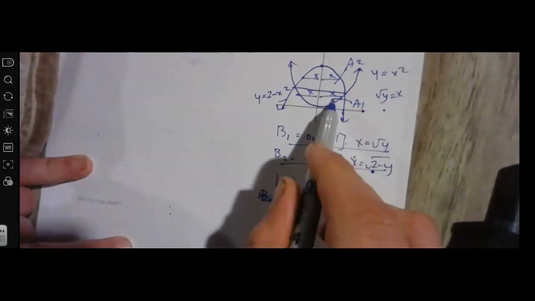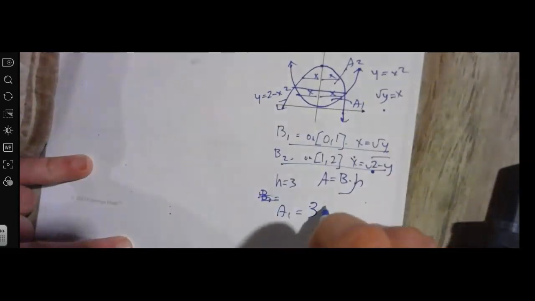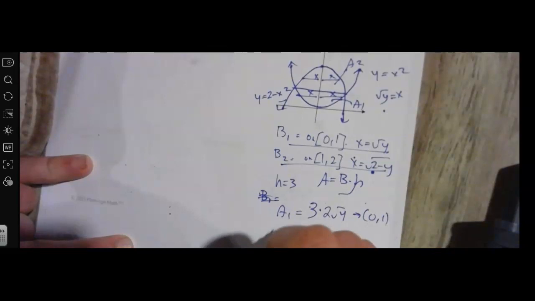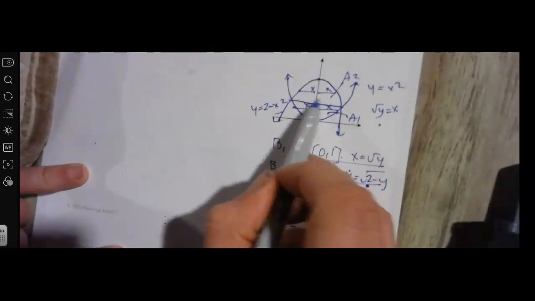this is radical y, so it's 2 radical y, 3 times 2 radical y, and that's going to be from 0 to 1. And the area 2, which is the top curve right here, where it's the bottom, it's the other curve. We're going to use x equals radical y, so x is equal to radical y. If we solve that out, x equals radical y, so we have 2 radical y. We did that one already.